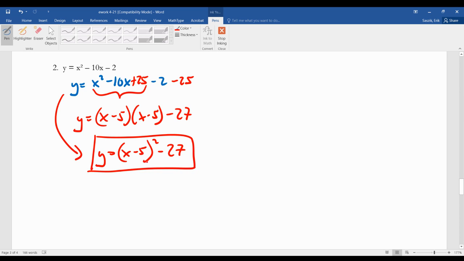But I just want to show you where this is coming from. It's coming from this. Where does this come from? That's why we're cutting this in half and squaring it: we're creating a perfect square trinomial that'll always give us something like this. Now, if we were asked for the vertex, we would say that the vertex was 5, -27. Okay?